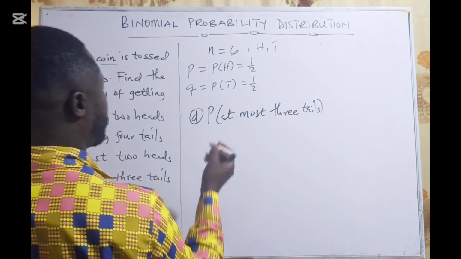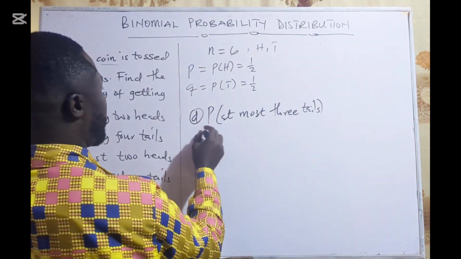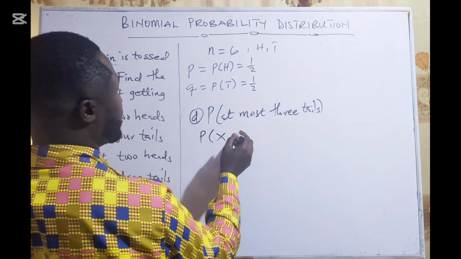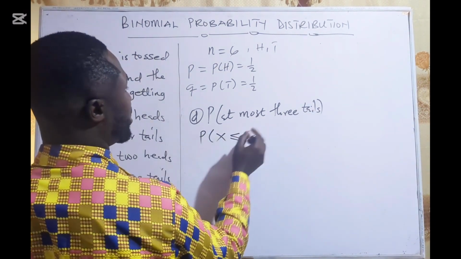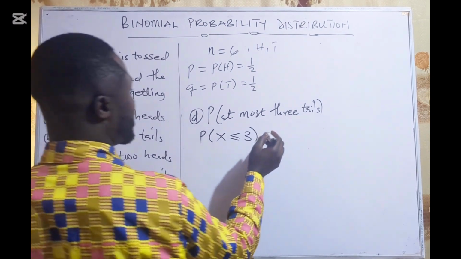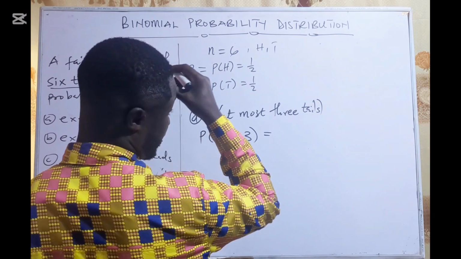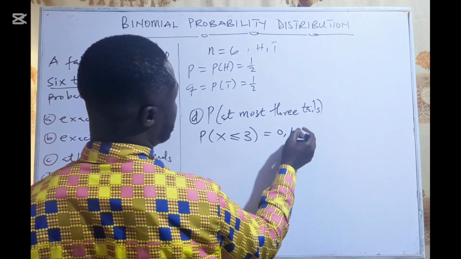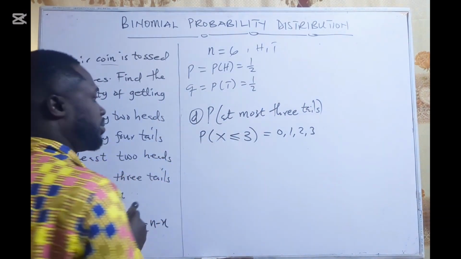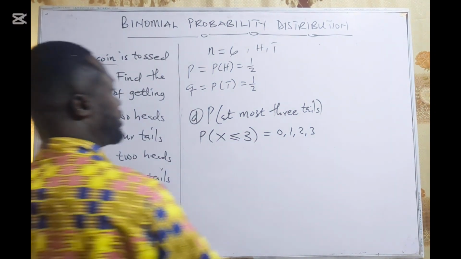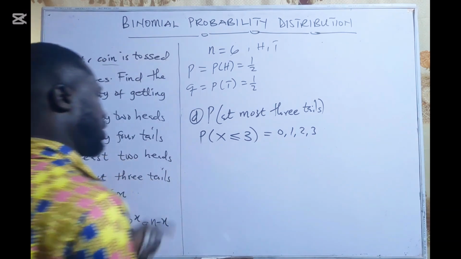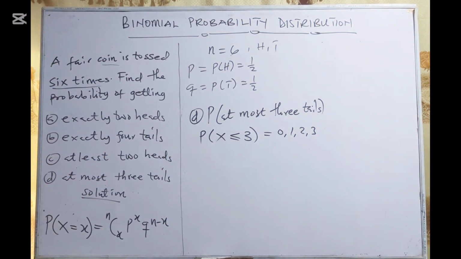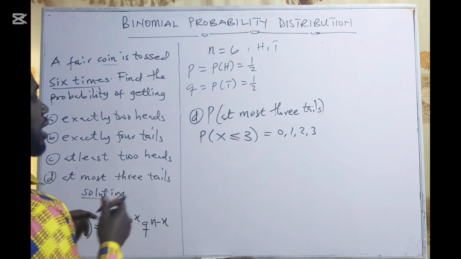At most 3 tails means the probability that x is less than or equal to 3. If it is less than or equal to 3, then we can have 0, 1, 2, and then 3. That is at most 3. So let's do it this way. Then we also try the other one and see. Or I'll give you an assignment and also try. So that will be what?